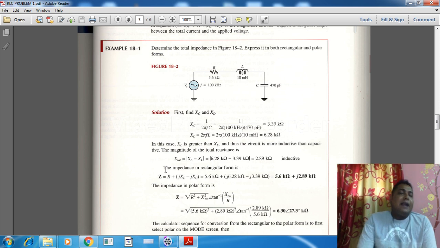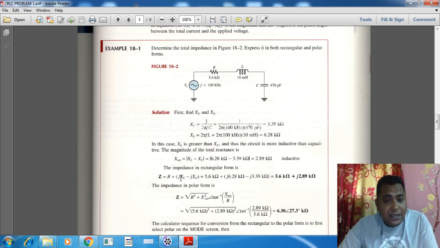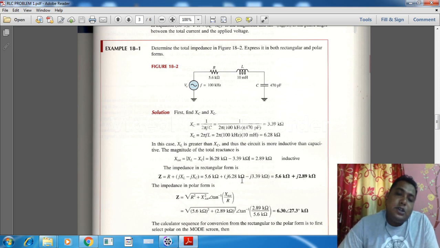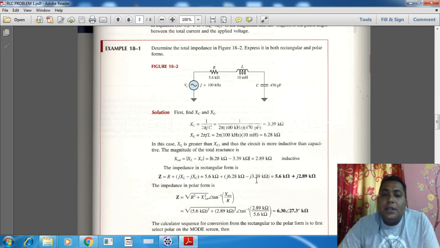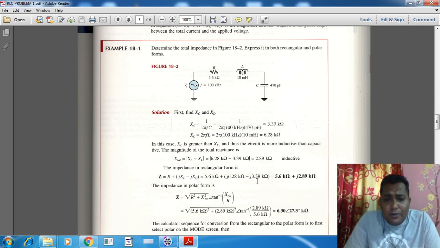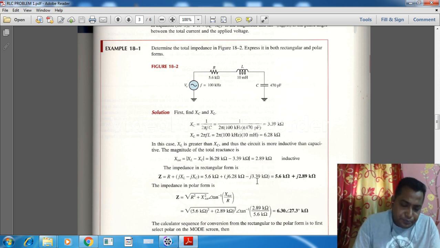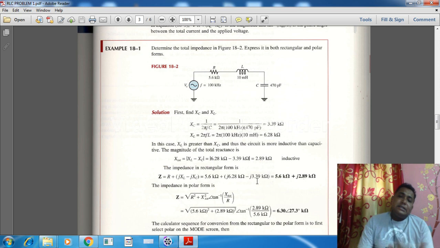So what is the value? The R value is given, 5.6. Follow my pointer. Z is equal to R plus jXL minus jXC, that is equal to 5.6 ohm plus j 6.28 kilo ohm minus j 3.39 kilo ohm. All components are in kilo ohm. So we place those values, and the ultimate result is Z equal to 5.6 ohm plus j 2.89 kilo ohm.